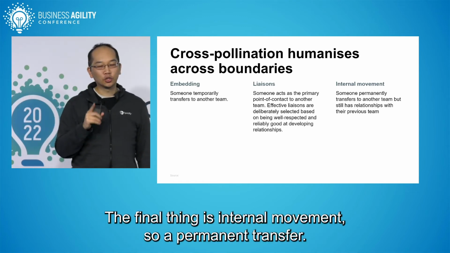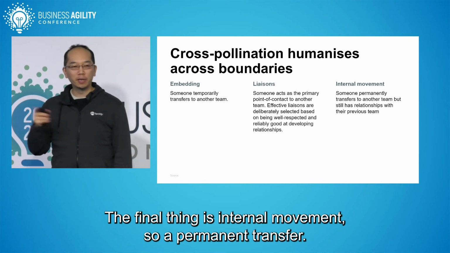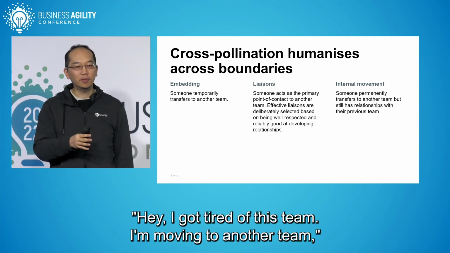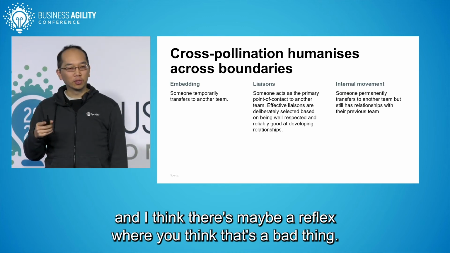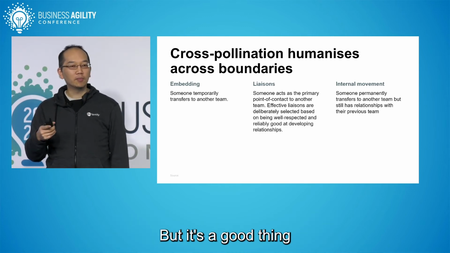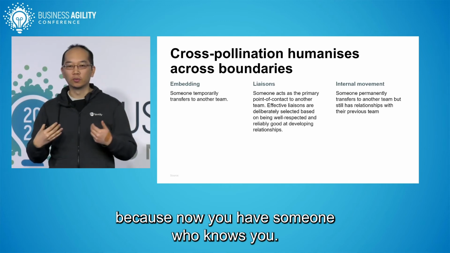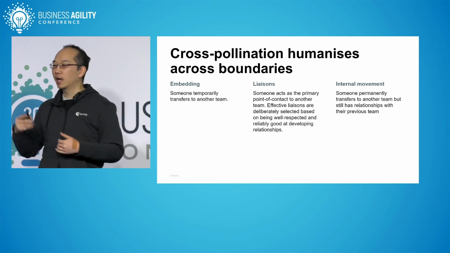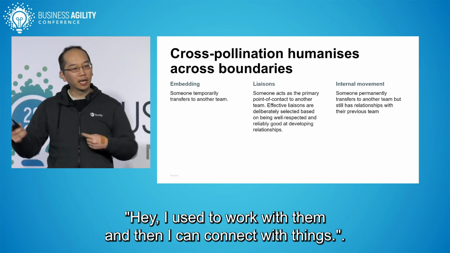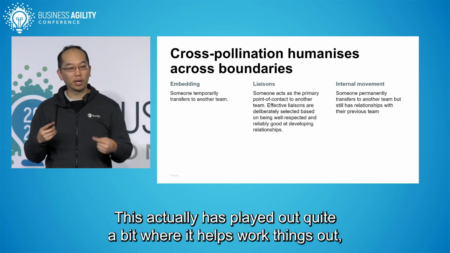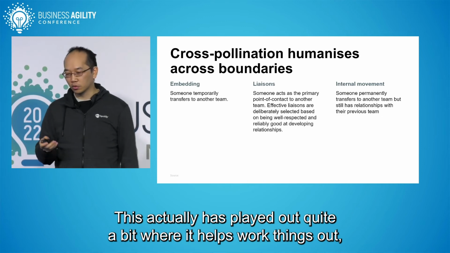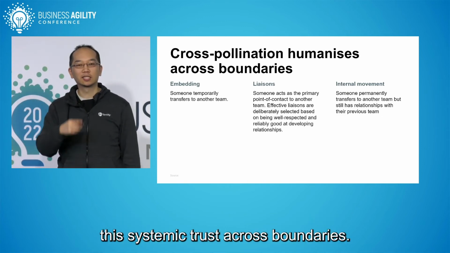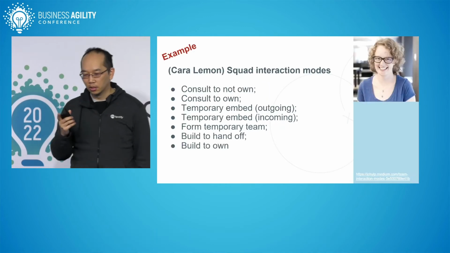The final thing is internal movement, a permanent transfer. Someone says, hey, I got tired of this team, I'm moving to another team. I think there's maybe a reflex where you think that's a bad thing, but it's a good thing because now you have someone who knows you, and now they're over there, and they help create connections: hey, I used to work with them, and then I can connect things. This has actually played out quite a bit where it helps work things out. So it's a good thing. And you do these deliberately to try to create this systemic trust across boundaries.